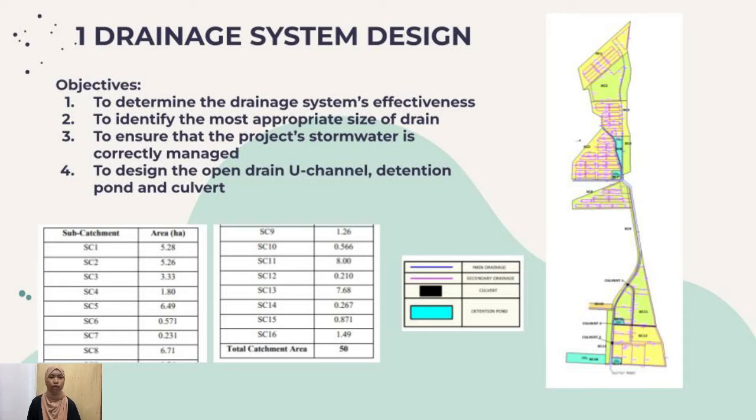Number 2, to identify the most appropriate size of drain. Number 3, to ensure that the project stormwater is correctly managed. And number 4, to design the open drain U-channel and detention pond and culvert. So, the location of the proposed project area in Mukim, Pulau Johor has been divided into 16 sub-catchments, where each sub-catchment is connected to form a larger catchment at the lowest proposed level.